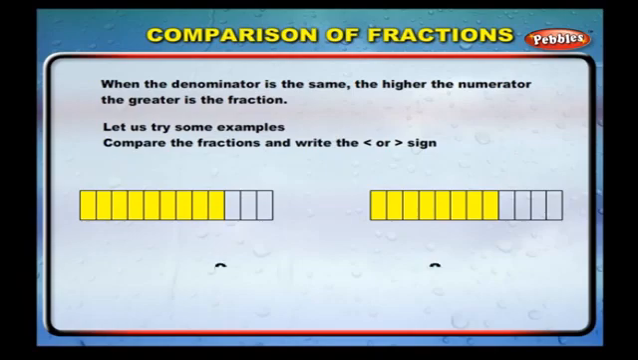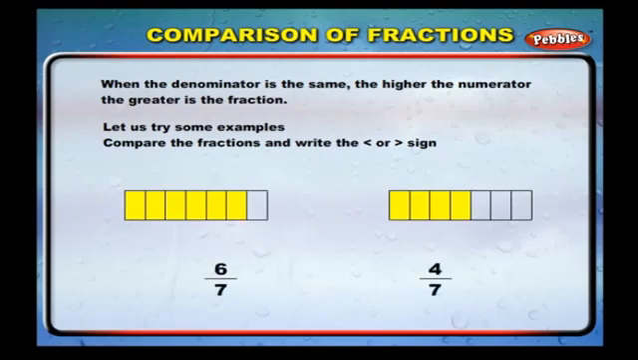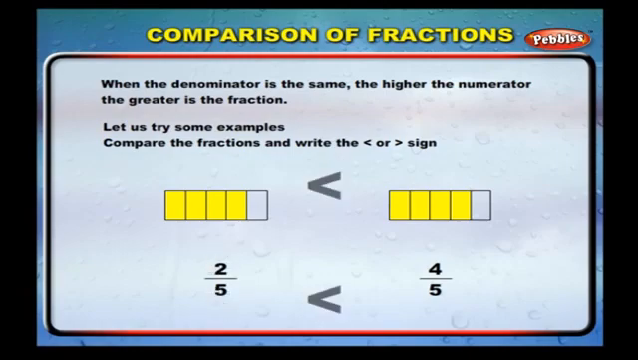In the same way, in these fractions, 9 by 12 and 8 by 12, 9 by 12 is greater than 8 by 12. In the fractions 6 by 7 and 4 by 7, 6 by 7 is greater than 4 by 7. And in these fractions 2 by 5 and 4 by 5, 2 by 5 is smaller than 4 by 5.